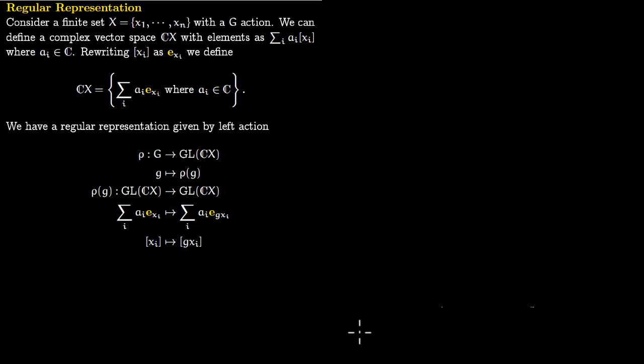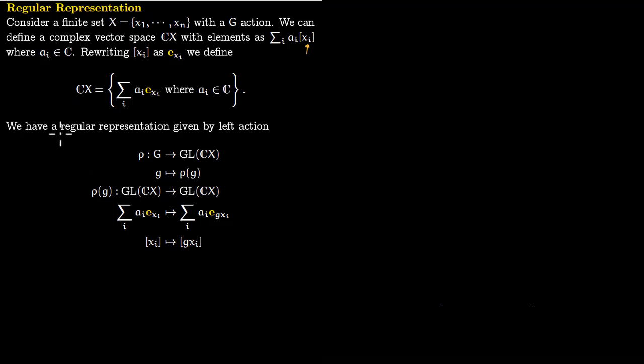In this lecture, we talk about regular representation. So consider this finite set like this with a G action. So we can define a complex vector space, say Cx, with elements like this. So this ai lies in the complex numbers. So instead of writing the basis like this, we can write it as this e sub xi. So now your vector space here looks like this. So this ai is a complex number.